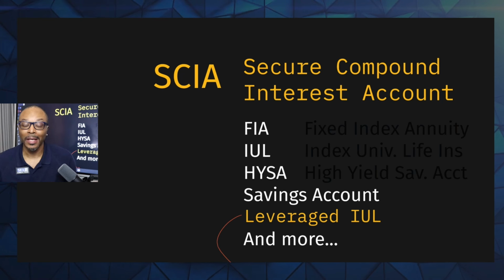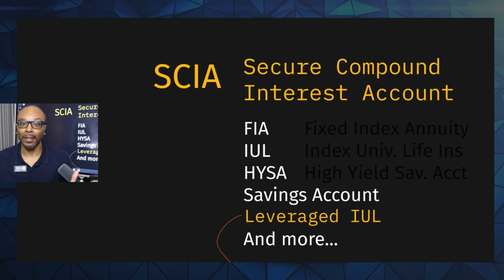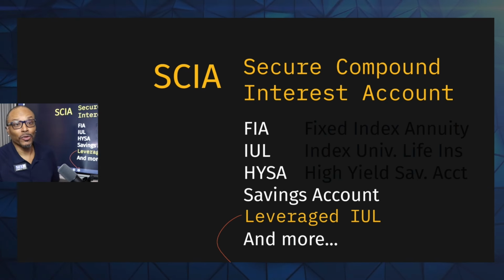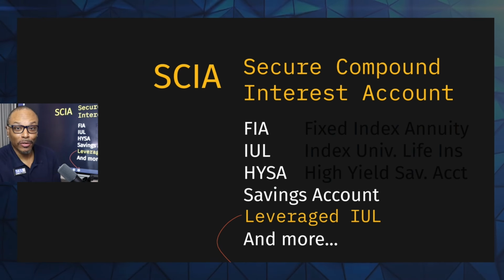There are many types. It's an umbrella. It's a bucket, meaning there are different types of SKIAs, and not all of them are the same. And as a matter of fact, this list you see isn't the only list. So an FIA, that's a fixed index annuity. An IUL, an index universal life insurance policy. Your savings account is a secure compound interest account.